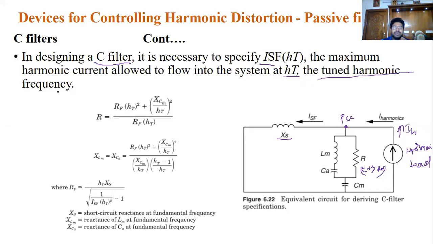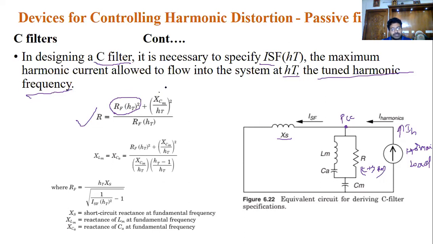So the tuned harmonic frequency, you can see this, how to calculate this R value, LM value, XCM value by using this formula. So R is equal to RF, HD is nothing but the harmonic order, plus XCM by the harmonic order. So this is the resistance value that we calculate under this frequency, the harmonic frequency range.